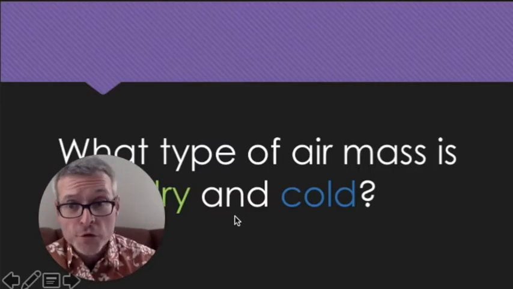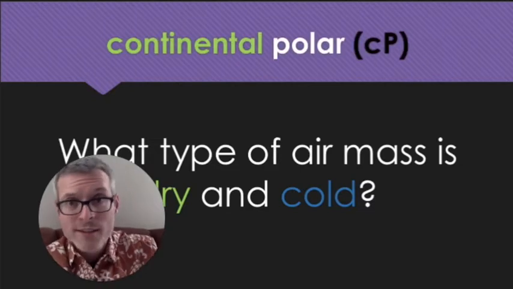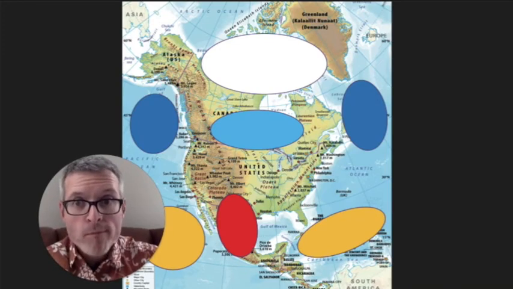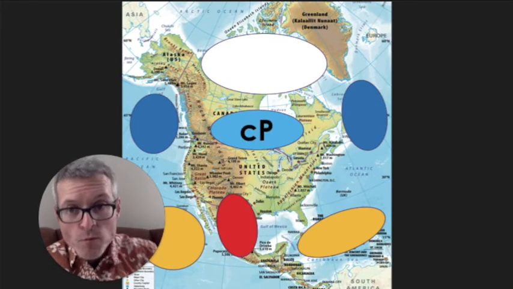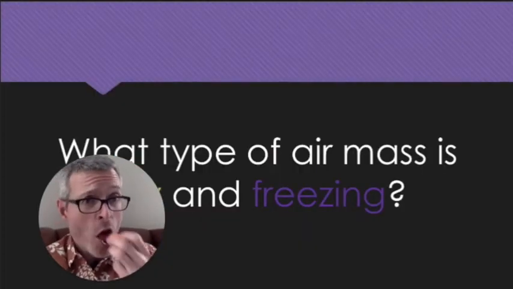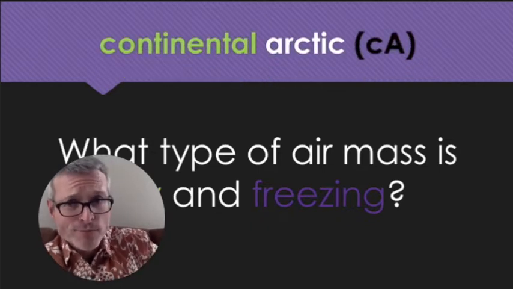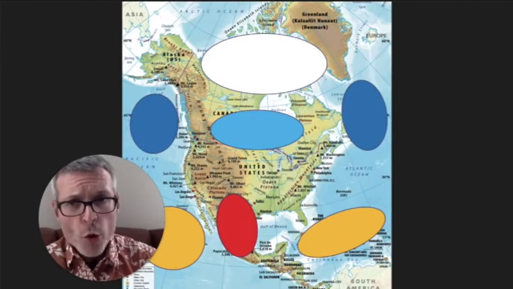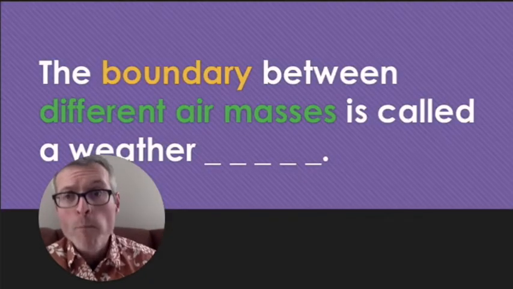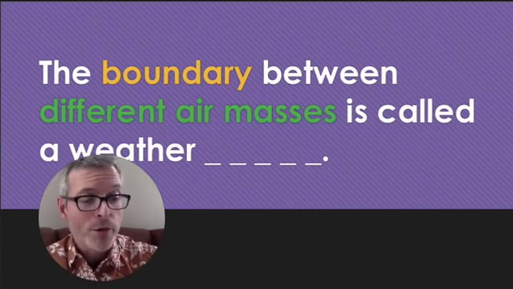What type of air mass is dry and cold? Cold and dry. Continental polar is correct. And on the map, that is located, yes, light blue, perfect. And the type of air mass that is dry and freezing is continental Arctic, which is located way up north. Perfect. Moving on. The boundary between different air masses is called a weather blank.